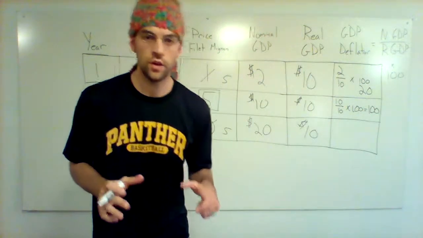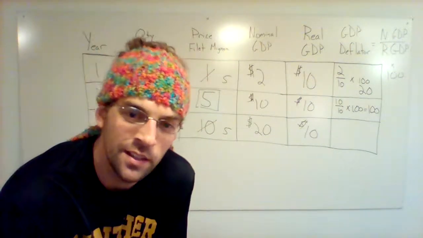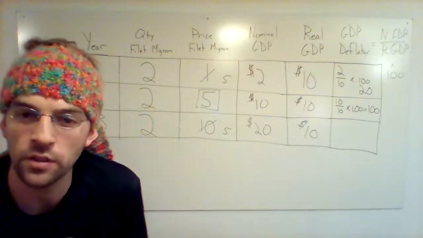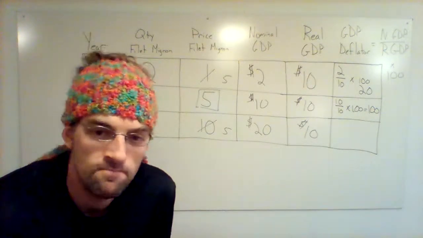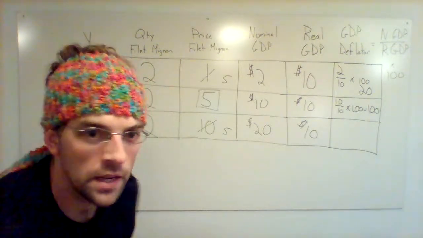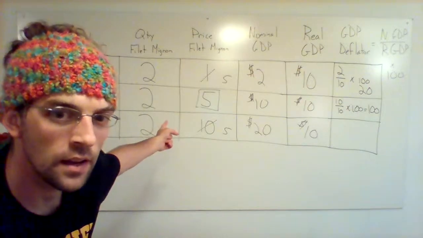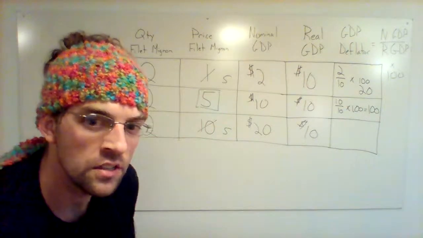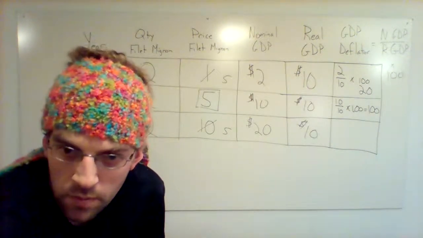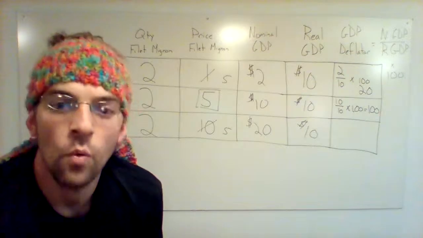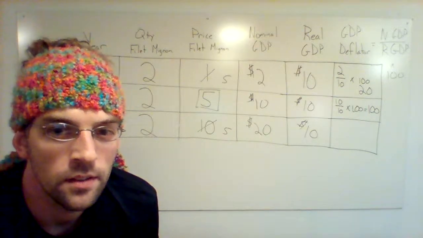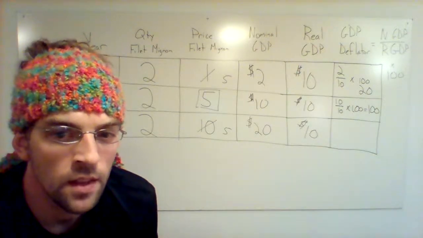Here is a hint for you to test that you have done this correctly. Year 2 is also our base year. I erased it, but that was our base year that we used in the second video. The GDP deflator in the base year should always be 100, because you use that price in both calculations for that year. So you should always have the same nominal and real GDP, and when you plug it in the formula, it always ends up 100. Don't ever mess it up. I'm serious.